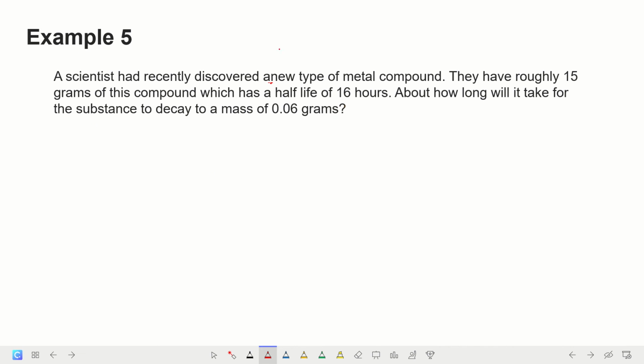So, since wala tayong given na rate, we don't know the rate. So, we can just use A is equal to A sub o times e raised to negative kt to solve for the value of time, because we can solve for the k, or we can solve for the value of our growth rate factor. So, sulat natin dito, A is equal to A sub o times e raised to negative k times t.